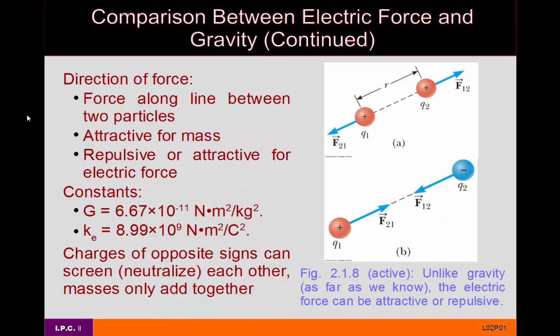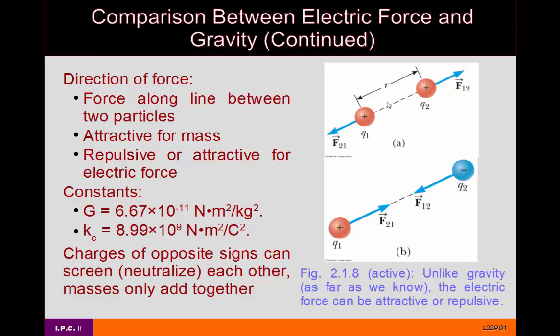Alright, so let's look at a further comparison between electric force and gravity. Again, the force acts along the line between two particles. That's true for both gravity and for the electric force. In this case, however, you can have only an attractive force for masses. So when doing for gravity, the force diagram basically always looks like this, and it's mass and mass. Mass is positive.